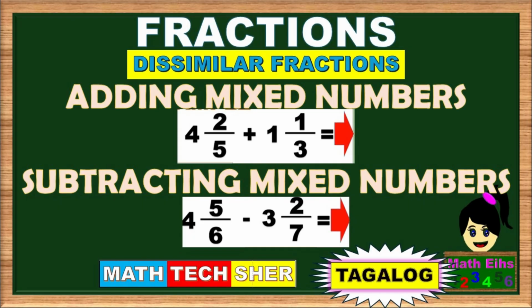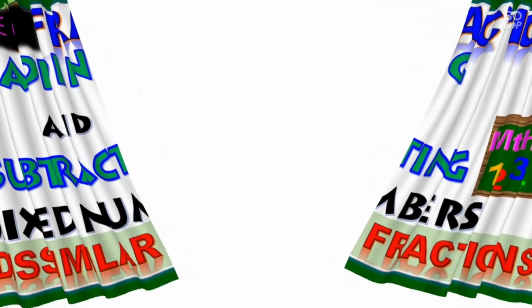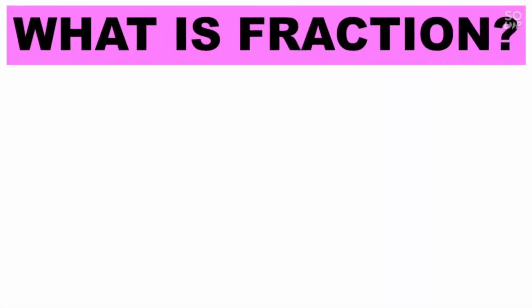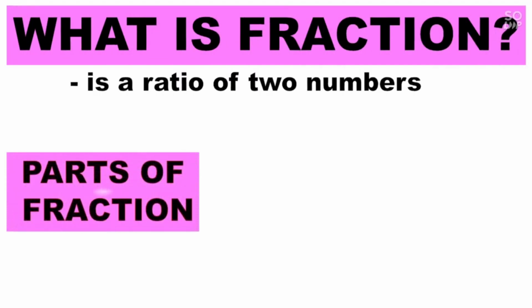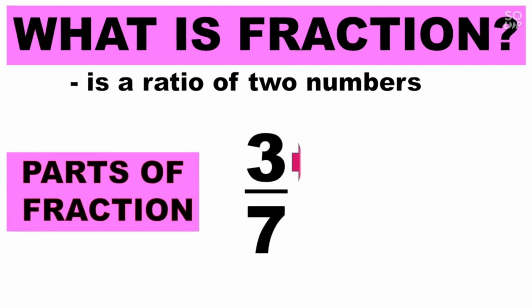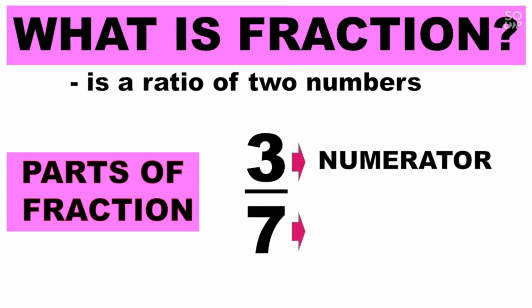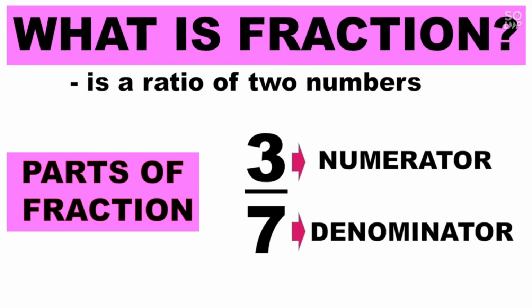Okay, our lesson for today is all about fractions, on how to add and subtract mixed numbers with dissimilar fractions, o magkaiba ang denominators. Okay, first recall muna natin what is fraction. It is a ratio of two numbers and we have the parts of fraction. For example, 3 over 7. 3 is what we call the numerator and 7 is what we call the denominator.